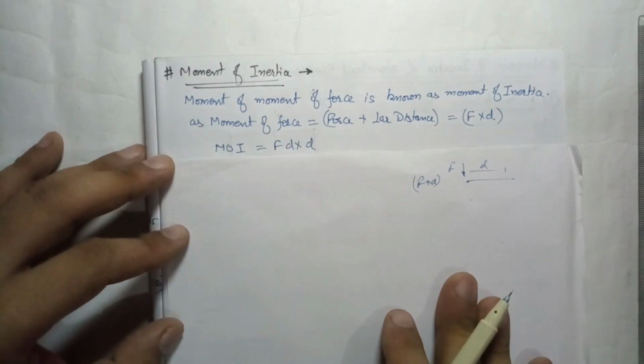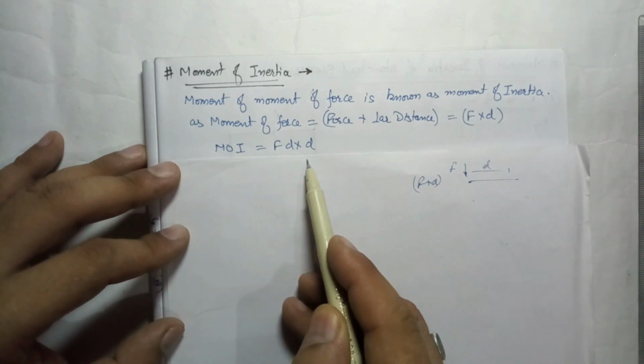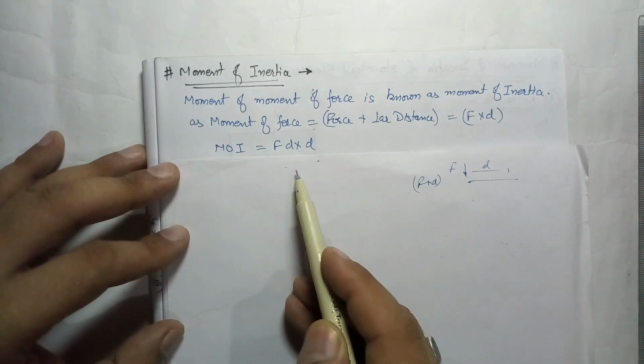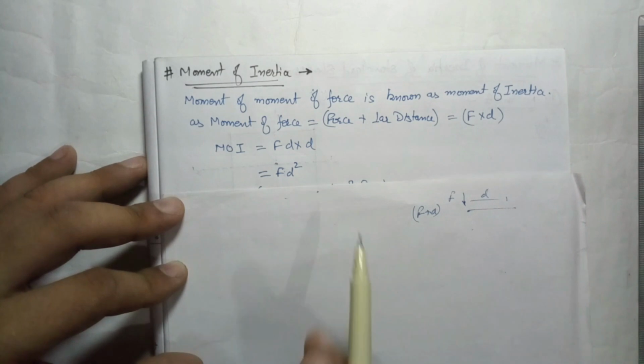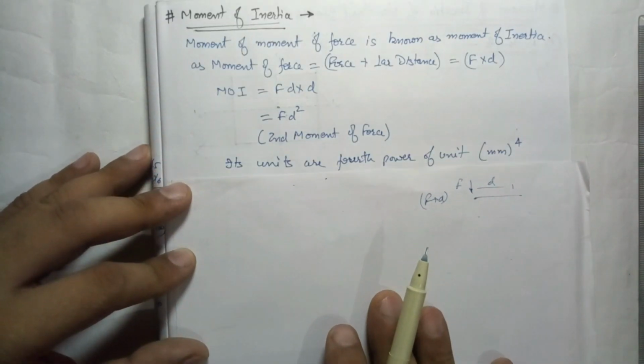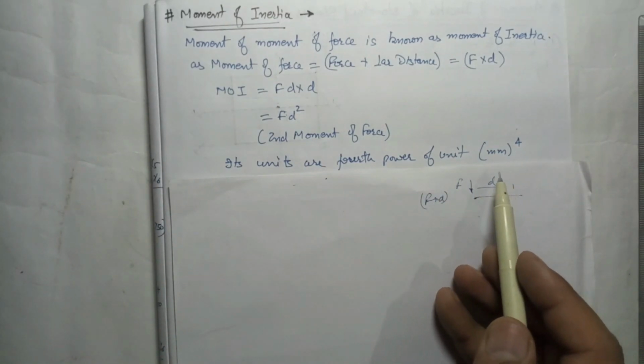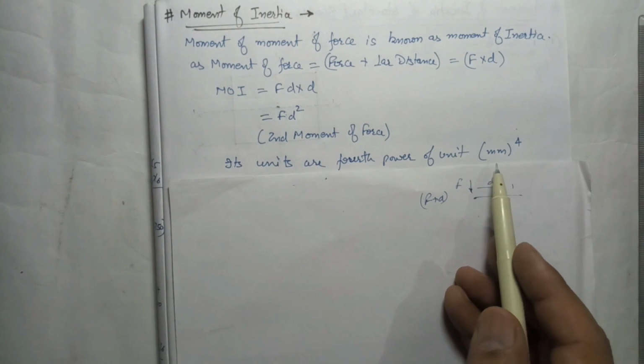Now what is moment of inertia? I have told you moment of force is F into D, so the moment of inertia will be F d into d, so I can say F d square, right? This is the second moment of force, right? Now what will be its units? It is the fourth power of unit, so this is mm power 4. Whatever the unit is given in the question, we will take the fourth power, that is the unit of moment of inertia.